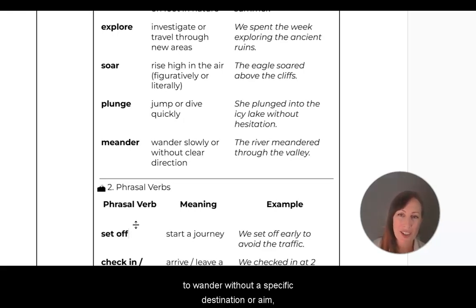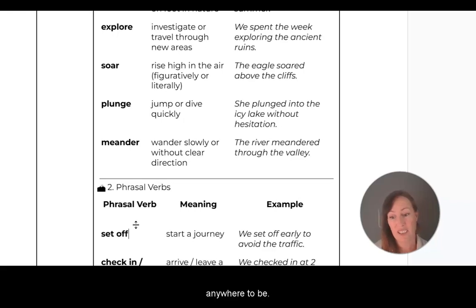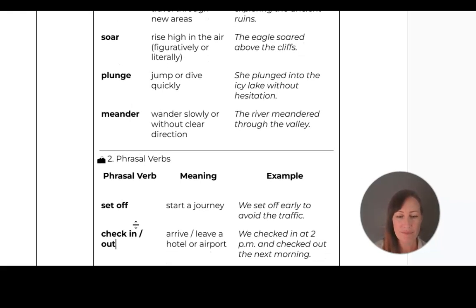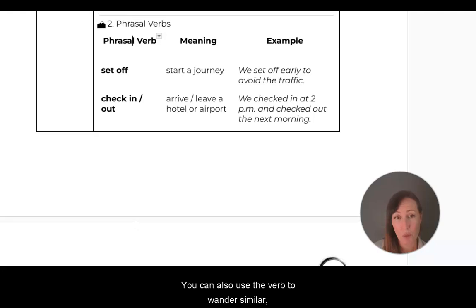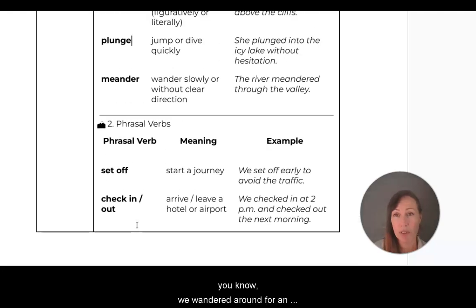Meander is a verb that means to wander without a specific destination or aim, without a clear direction. So, for example, the river meanders through the countryside. It doesn't go straight, it goes like this. We meandered for about an hour because we weren't in a hurry and we didn't have anywhere to be. You can also use the verb to wander, similar. We wandered around for an hour. We meandered for an hour.